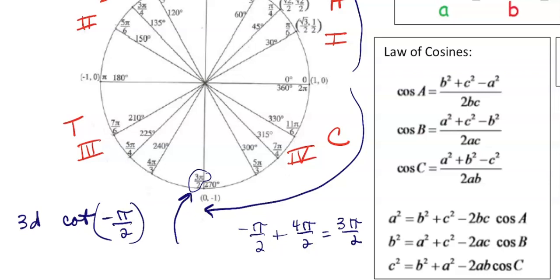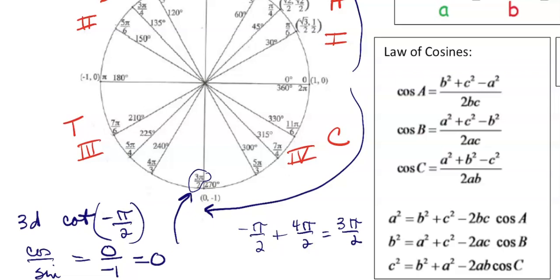Okay, cotan is cosine over sine. So let's look at this. This is a quadrantal angle. The first value is cosine, so that's going to be 0 over negative 1. Okay, that equals 0, and we're done.